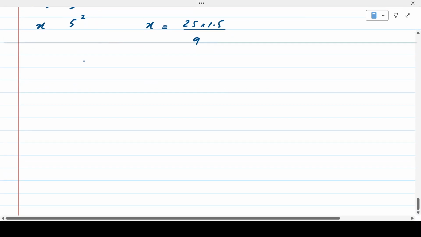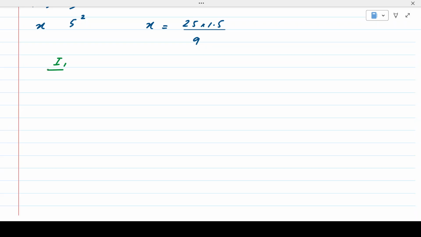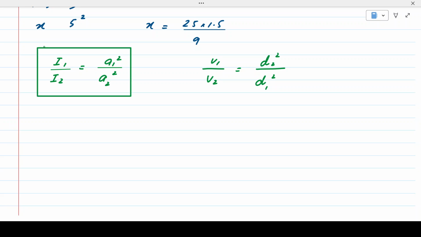The same formula can also be written as, if you want to avoid the ratio method, you want to write a simple formula, I1 over I2 equals A1 square over A2 square. It's just like the formula of drift speed. Drift speed V1 over V2 equals D2 square over D1 square, because the greater the cross section area, the lesser the drift speed. But for this case they are directly proportional for intensity and amplitude.